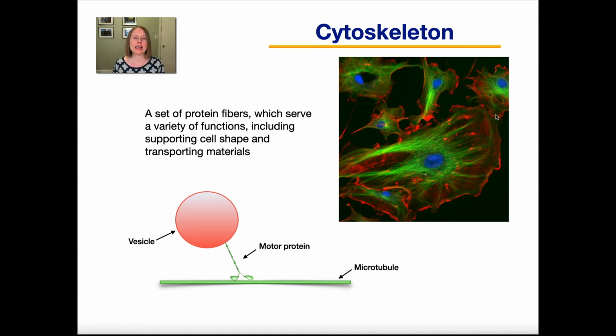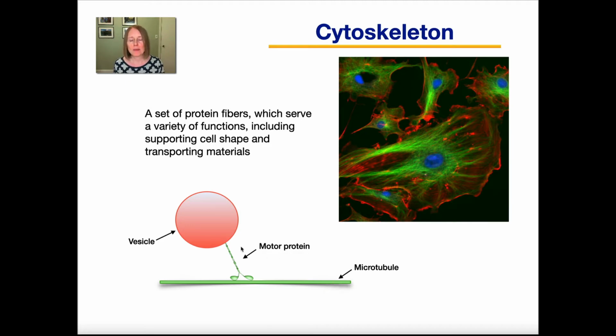We also have a cellular structure, which is not really considered an organelle, called the cytoskeleton. So the cytoskeleton is a set of protein fibers that serve a variety of functions, including supporting cell shape and transporting materials throughout the cell. There are 3 different types of cytoskeletal fibers. I will only mention one of them right now, and those are microtubules. So microtubules are kind of like the highway system in a cell.